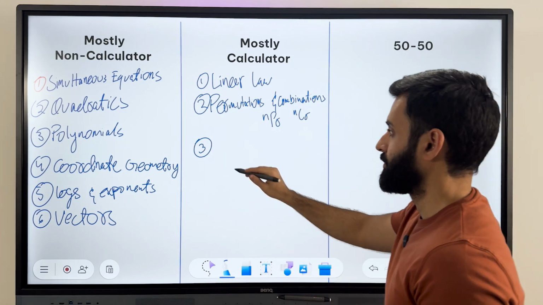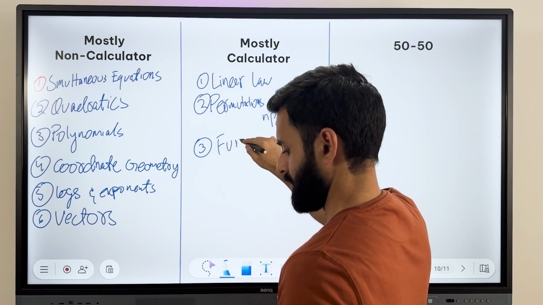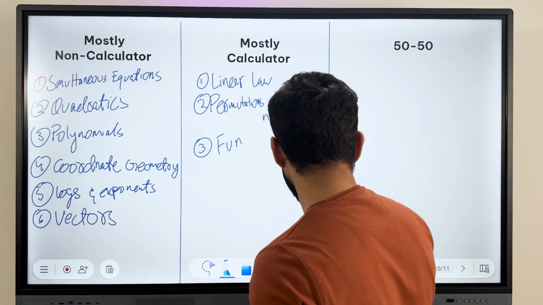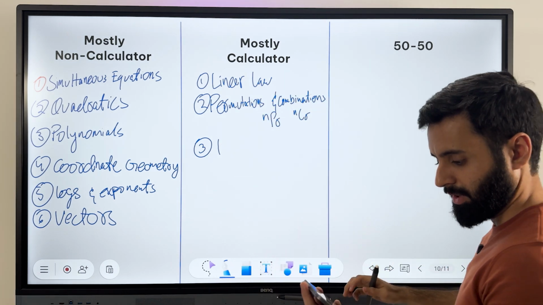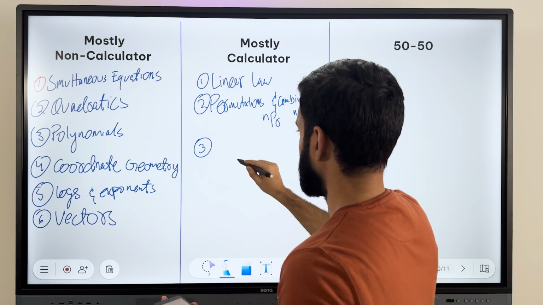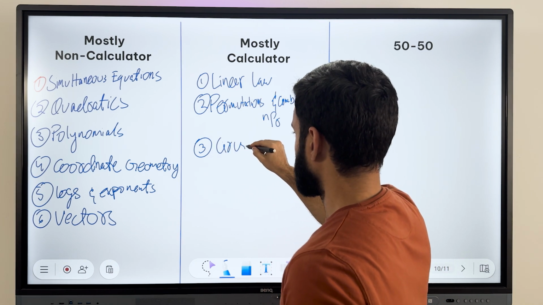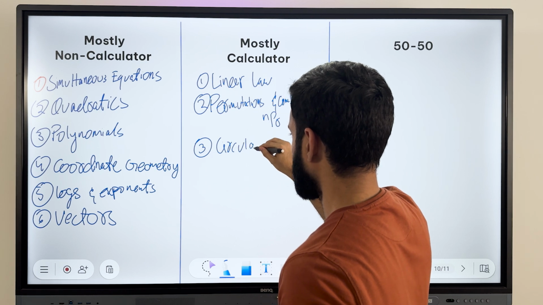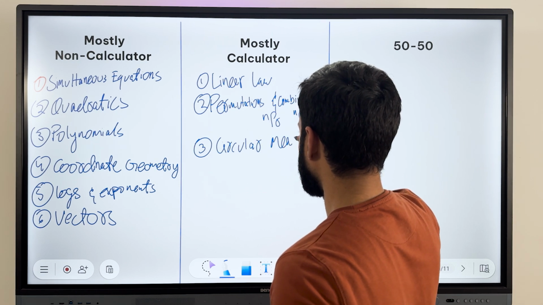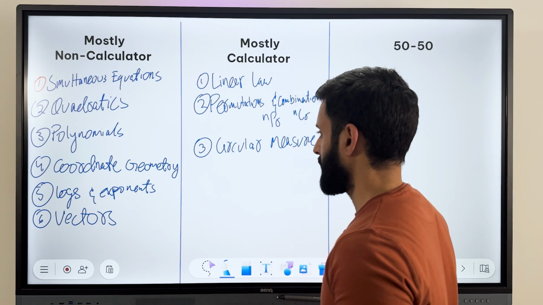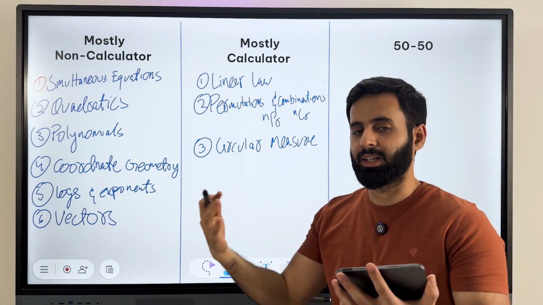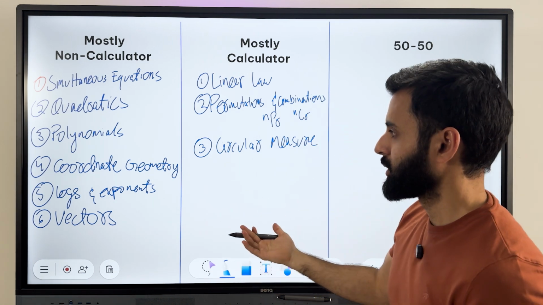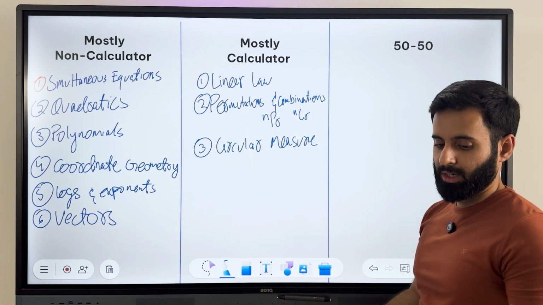Now number 3, functions. Functions is going to go in 50-50. Number 3 is actually circular measure. Circular measure questions are also such that you need a calculator. You cannot solve them without a calculator. But once again, there may be some questions where you're just supposed to find an expression and leave it there. Those kinds of questions you can do without a calculator.